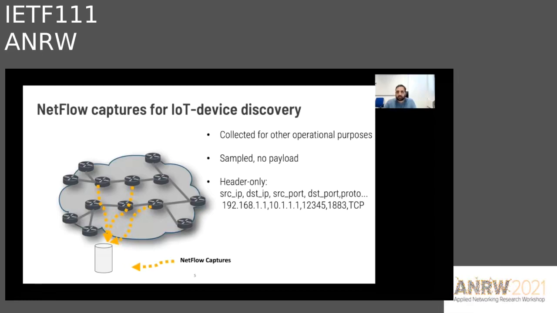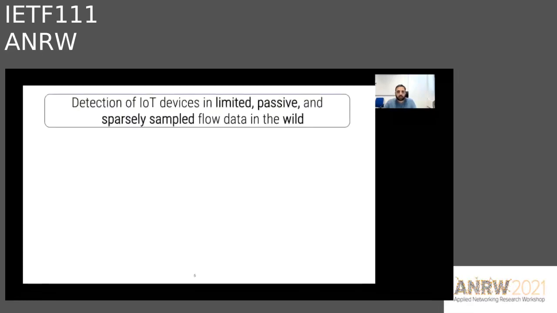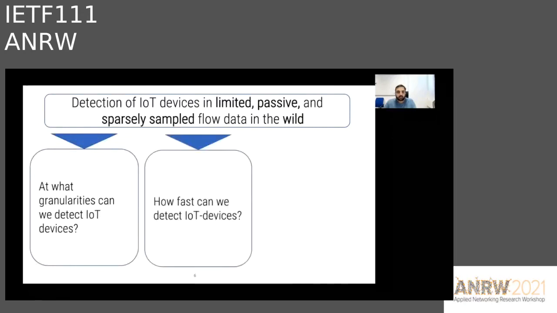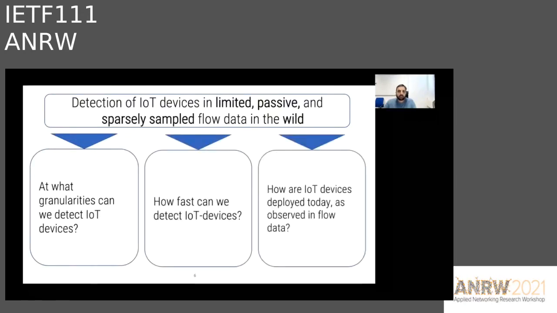This brings us to the question of whether we can detect IoT devices using this limited, passive, and sparsely sampled flow data in the wild. And if yes, at what granularities can we detect them? And how fast can we detect them? And how are IoT devices deployed today as observed in flow data?